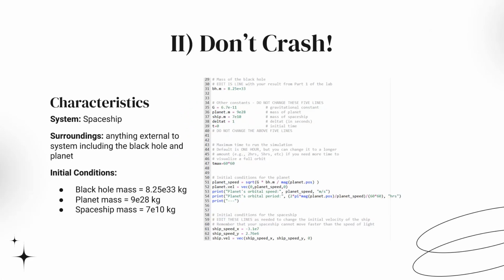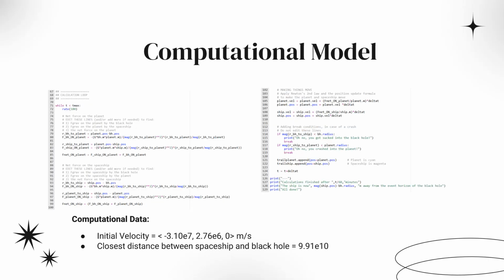In Part 2, don't crash, the system includes the spaceship and the surroundings, which is everything else, including the black hole and planet. We inputted the initial conditions, including the mass of the black hole calculated from Part 1, the mass of the planet, and the mass of the spaceship. Wanting to find the initial velocity the spaceship must be traveling to not collide with the black hole or planet, we built a computational model where we had to guess and check inputs for the initial velocity in the x and y directions. The code includes various equations where we were calculating the net forces acting on the spaceship from the black hole and the planet.